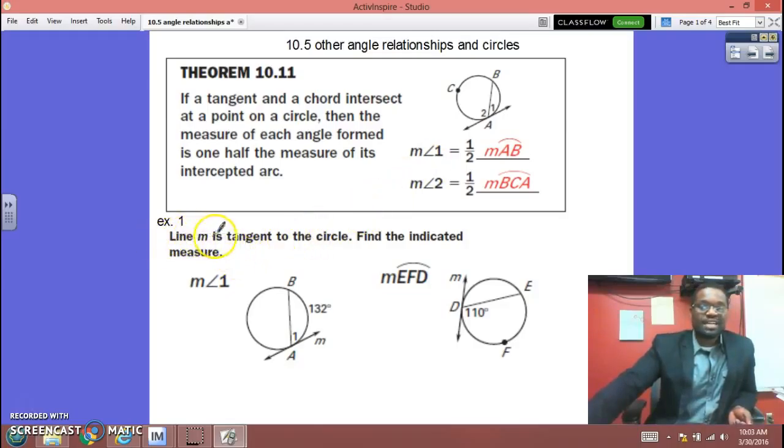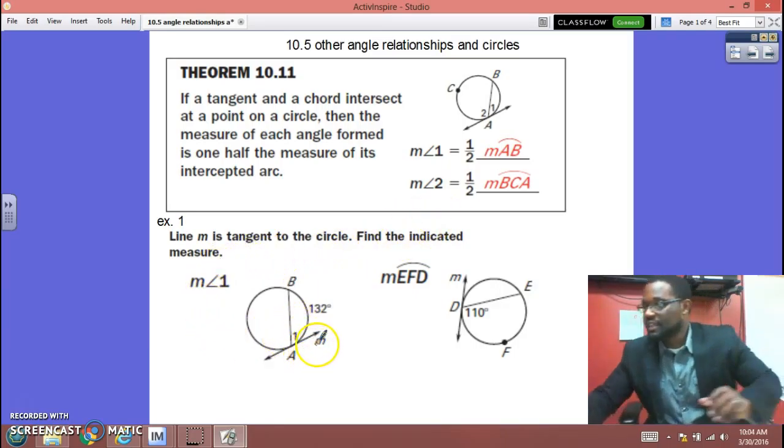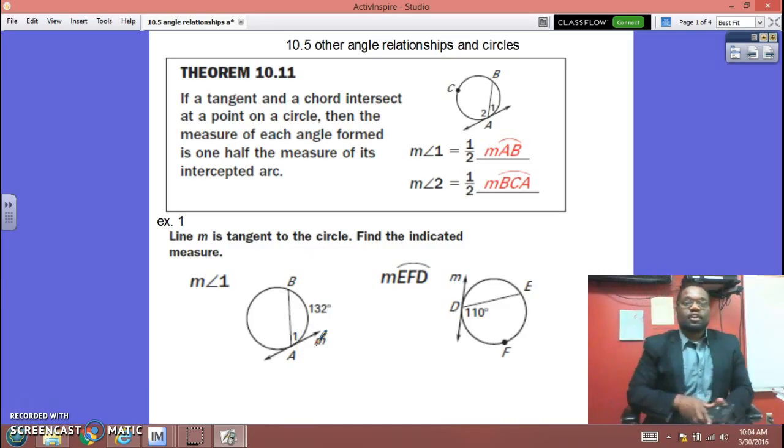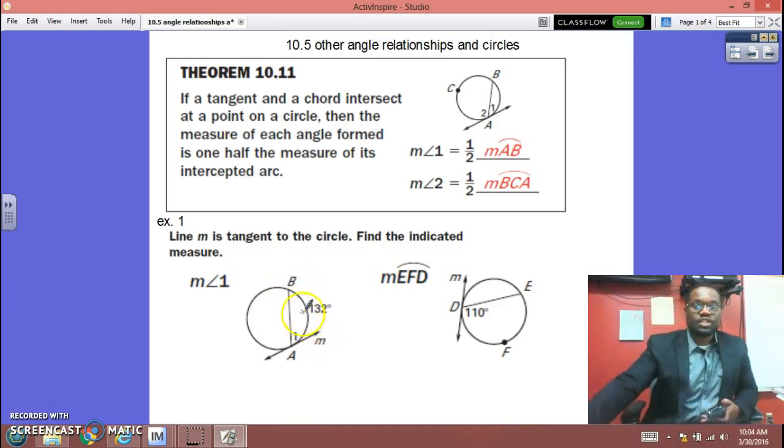So here's an example. Line M is tangent to the circle. Find the indicated measure of angle 1. If the arc measure is 132, then dividing by 2, you'll get that the measure of angle 1 is 66 degrees. And this is me using the mouse, so don't be laughing at me. 66 degrees. What about the measure of angle EFD?